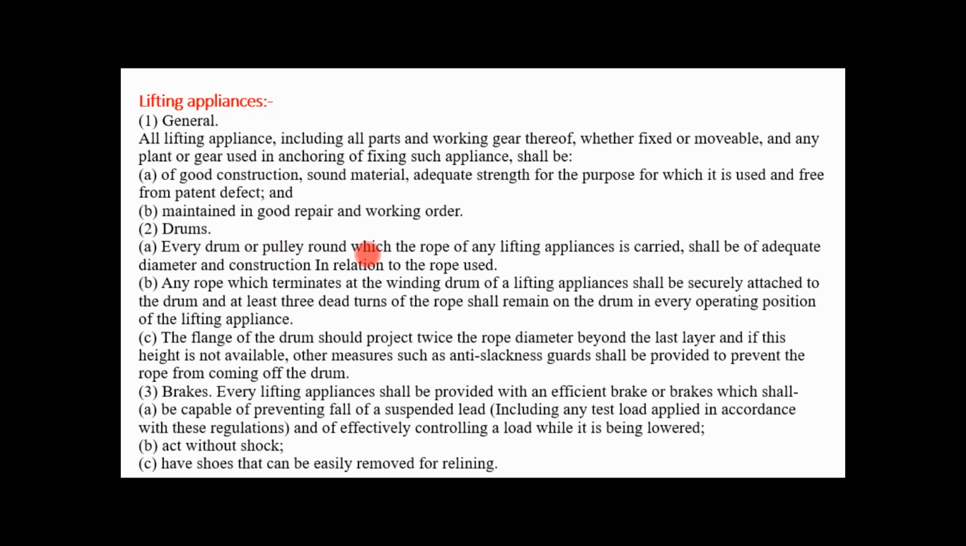Every drum or pulley round which the rope of any lifting appliance is carried shall be of adequate diameter and construction in relation to the rope used. Any rope which terminates in the winding drum of a lifting appliance shall be securely attached so that accidents can be avoided. Then the brakes: every lifting appliance shall be provided with an efficient brake system capable of preventing the fall of a suspended load or act without shock, and have shoes that can be easily removed for relining, because if we apply these brakes frequently, the liners get used up, and that is why relining is one of the activities in the braking systems of lifting appliances. So these are the different requirements under lifting appliances.